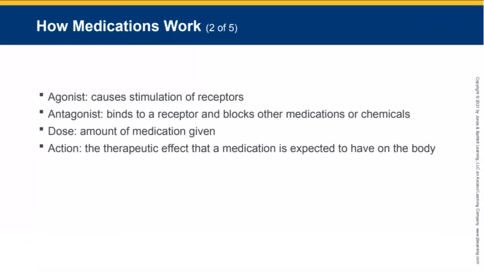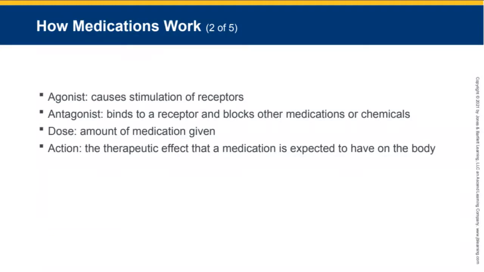And so we come to agonists. Agonists cause stimulation of receptors. For example, as an EMT, you will come across a medication called Ventolin, with salbutamol being the active ingredient. Now, this medication is known as a beta-2 agonist. So what it does is that when it binds to beta-2 receptors, it causes bronchodilation of the airways. And this can be used to treat your asthmatics when they're having an asthma attack.